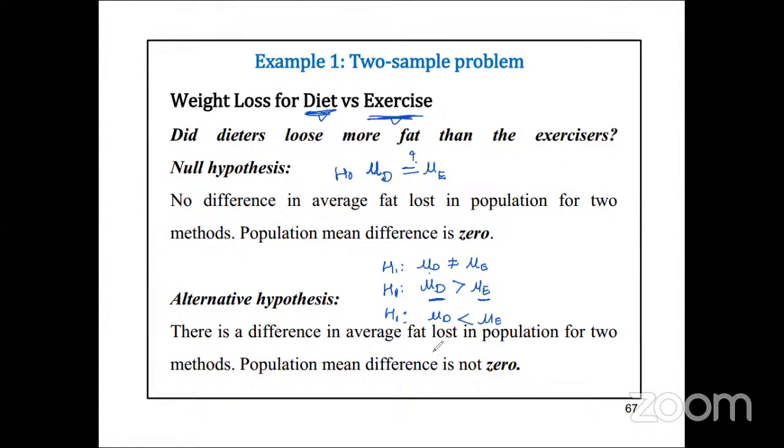So these are the three situations which you can choose, and according to your position. Suppose I am in favor of diet, I don't want to go for exercise, and I only want to focus on a diet plan. Then my alternative hypothesis will be that weight loss by diet is more than weight loss by exercise. If this is my plan, then I will be claiming this one. So depending on the situation, you will be choosing your hypothesis.